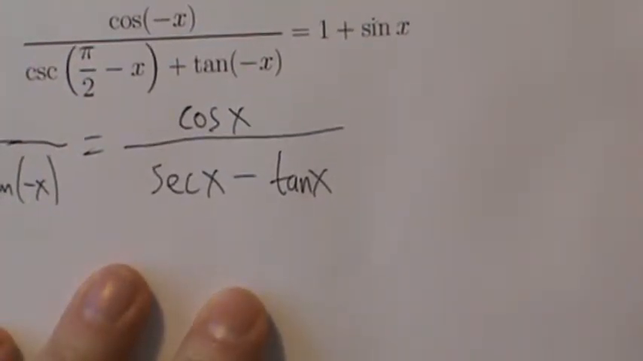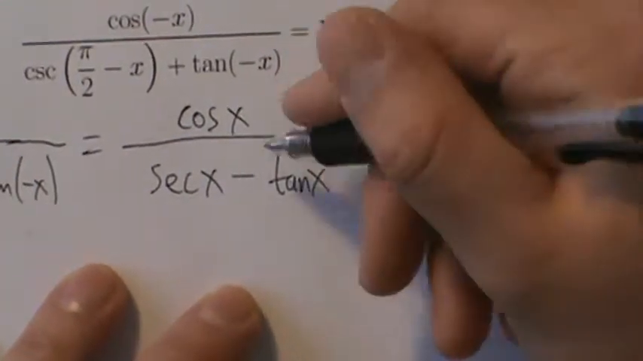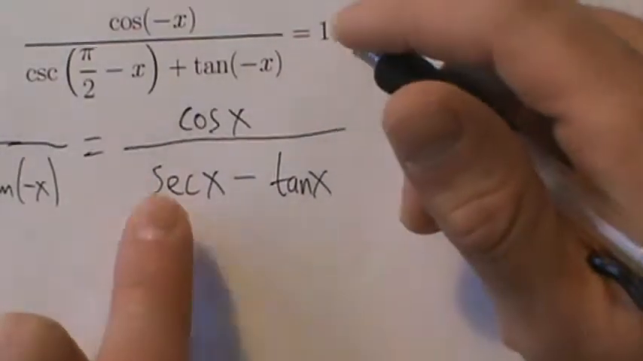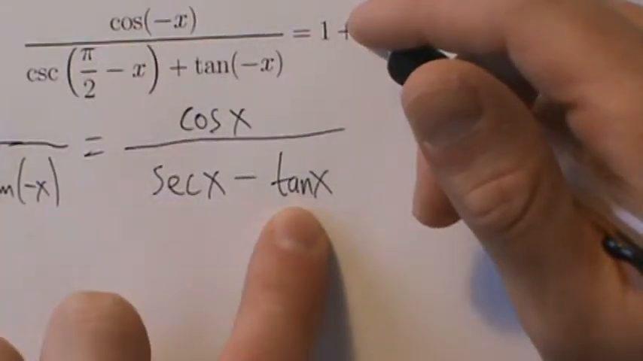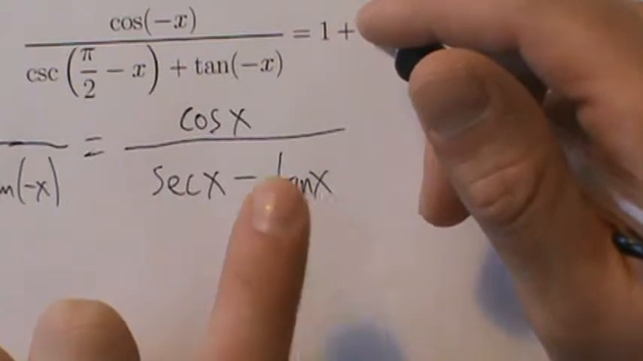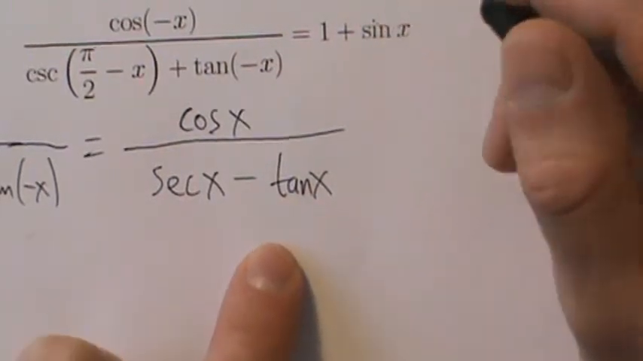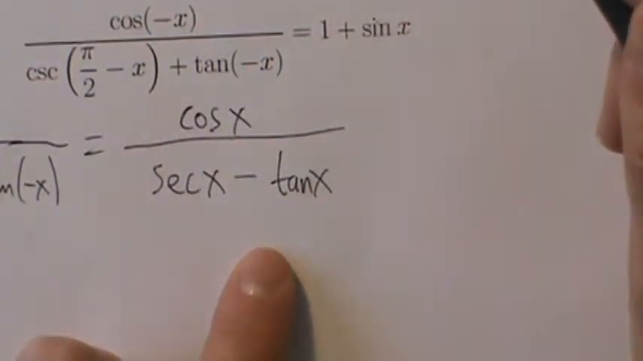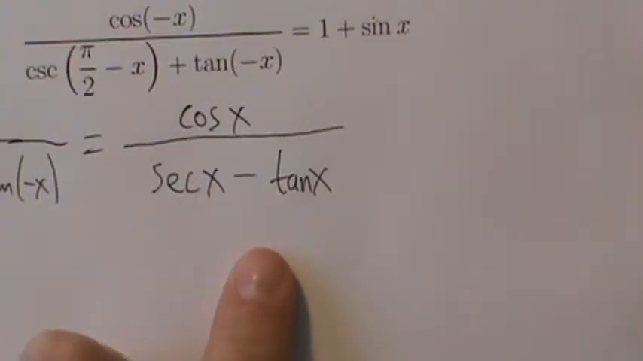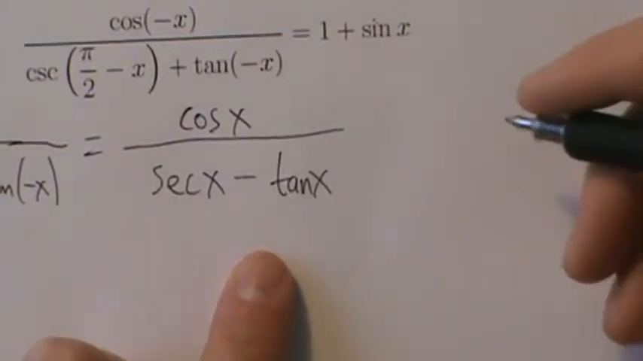Okay, now where do we go from here? It's not really obvious where to go from here, but one thing we could try is converting everything to sines and cosines. So then we'll have cosine on top, and then 1 over cosine, and down here we'll have a sine over cosine. So that is one way to go. There are a few different ways we can go. Let's go ahead and do that.